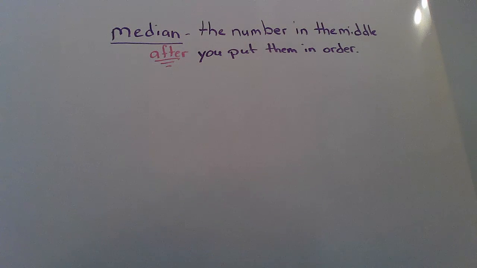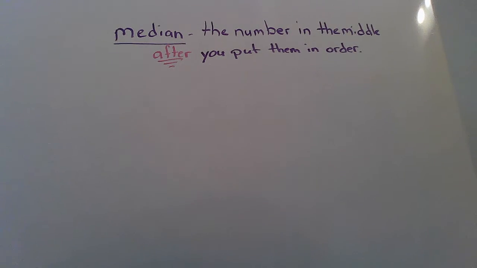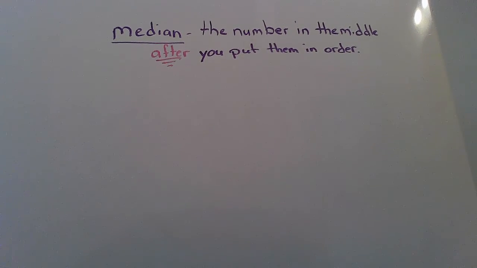Today's lesson, we are going to work on three more central tendencies for data. We're going to work on median, mode, and range. Yesterday, we worked with mean, which was finding the average. Today, we're going to start with median.